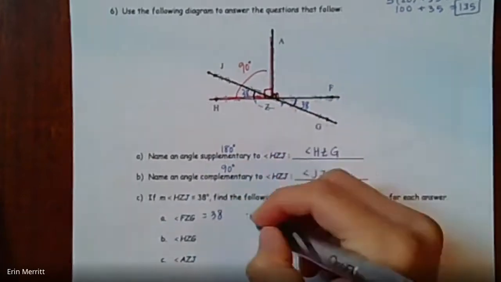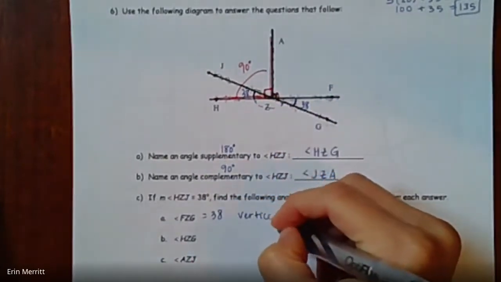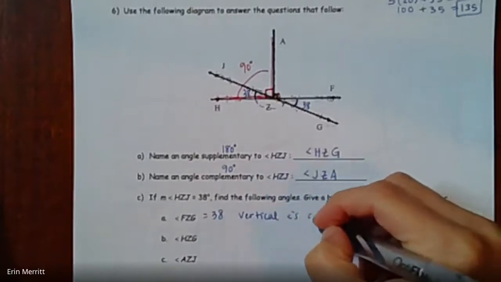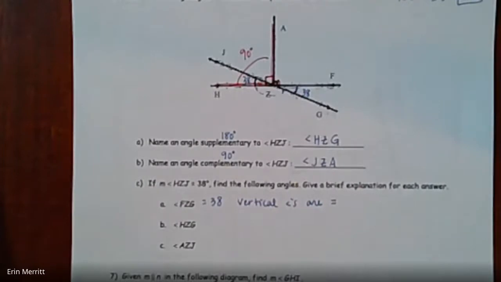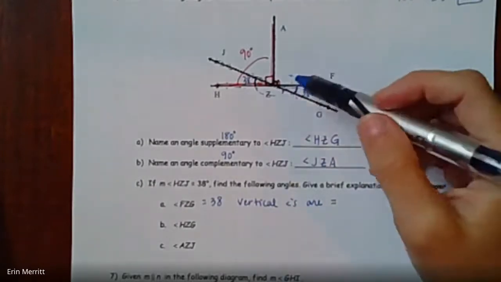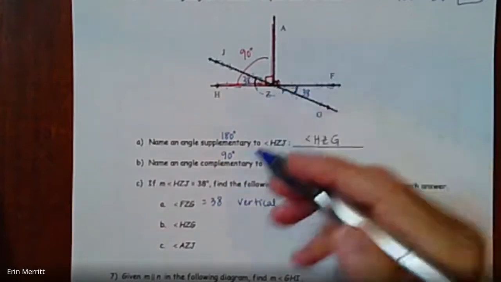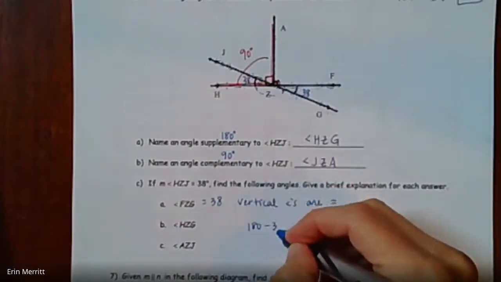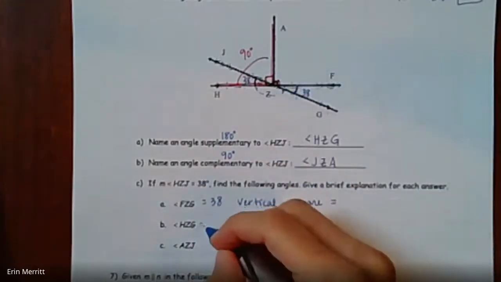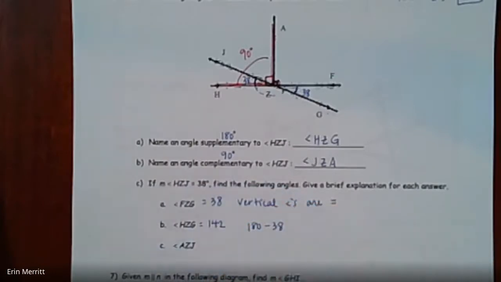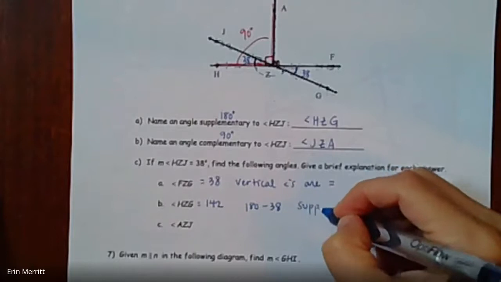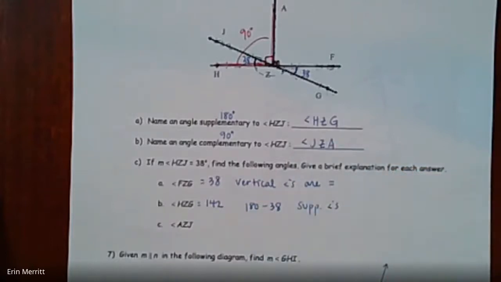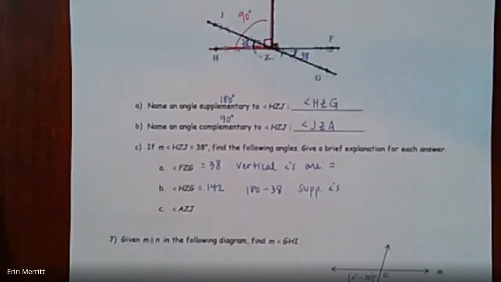And we can simply just say, because vertical angles are, you can say equal, you can say congruent, however you choose to say it. Right? HZG, we already said, is its supplementary angle. So we would go 180 minus 38, which should land us, I believe, at 142. And that's because they're supplementary angles. And now I'm abbreviating, so feel free to write out the full word.